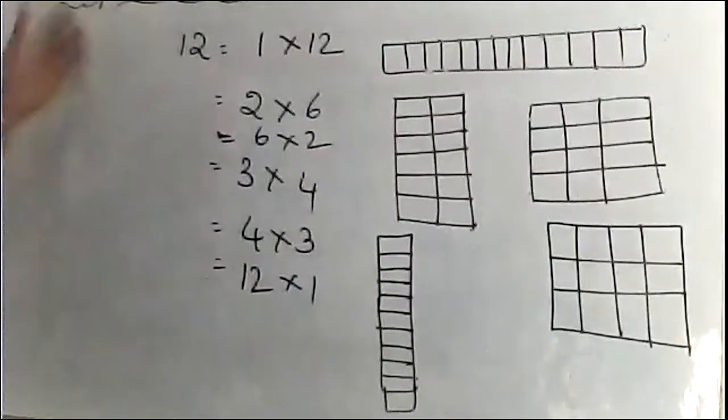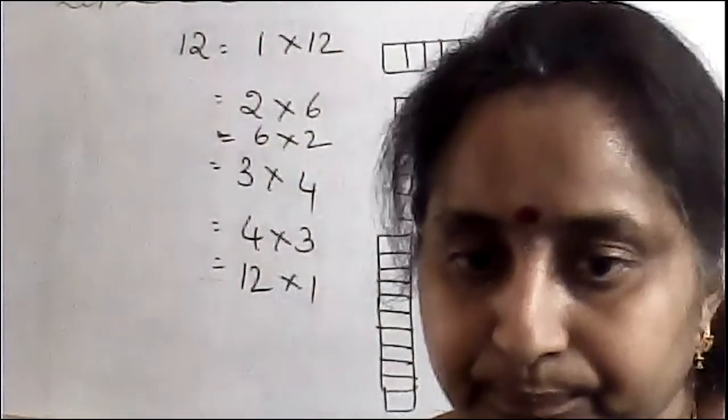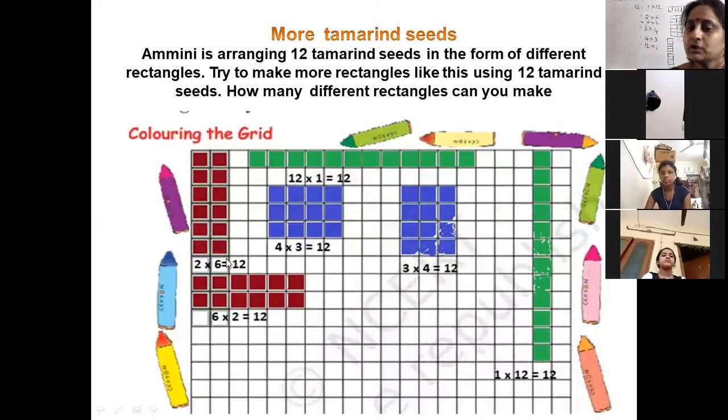So like this, how many rectangles can we make, ma'am? Let us see. See here: 2 sixes, 6 twos, 4 threes, 3 fours, 12 ones, 1 into 12. So like this we can make rectangles. Using 12 tamarind seeds, these are the different rectangles we can make here. Now, one box you can think of as one tamarind seed.